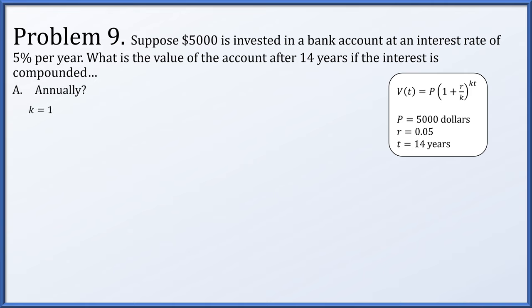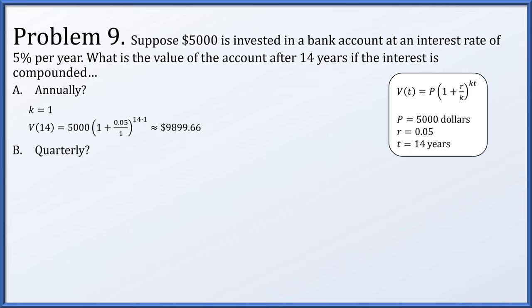So what if we're compounding interest annually? That just means we are getting our interest once per year. We set k equal to 1. We plug that all into our existing formula, where p is equal to 5,000, r is 0.05, t is 14, and now k is 1. And this works out to be about $9,899.66.